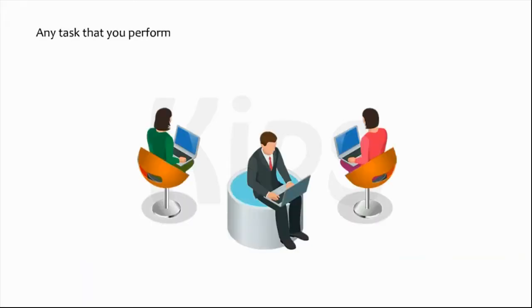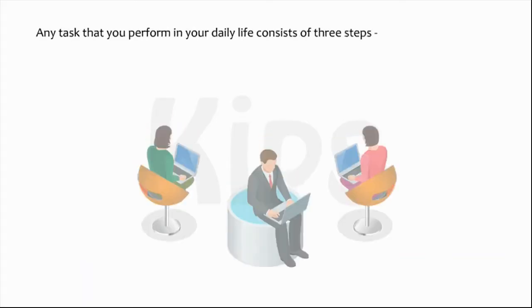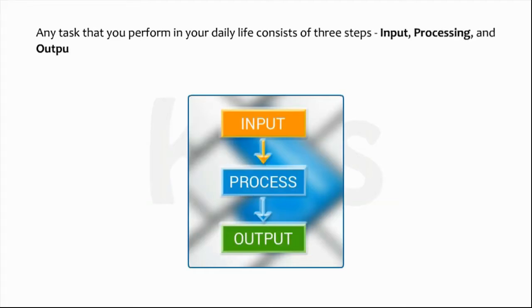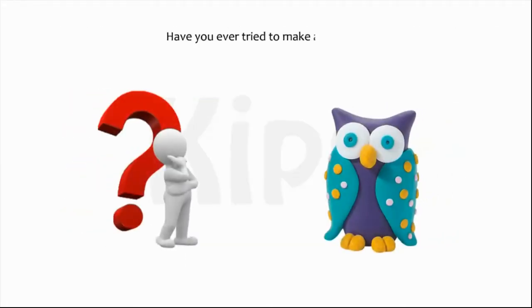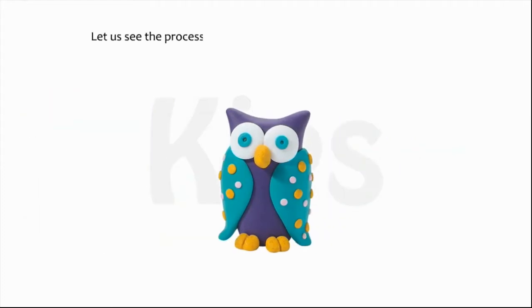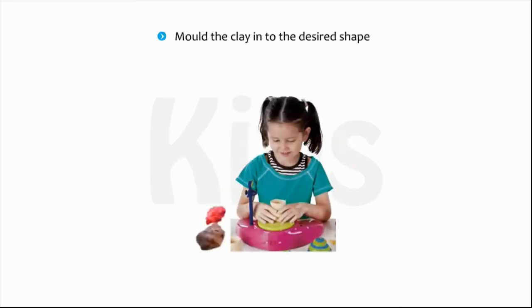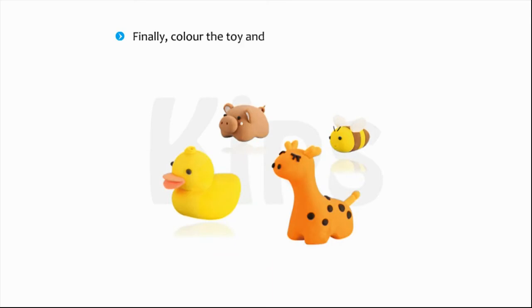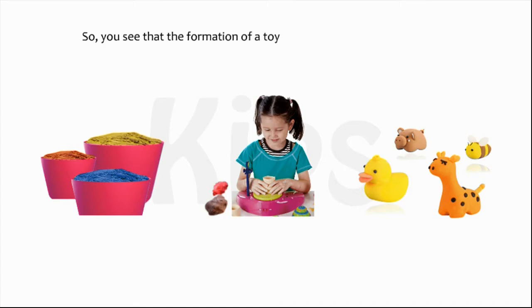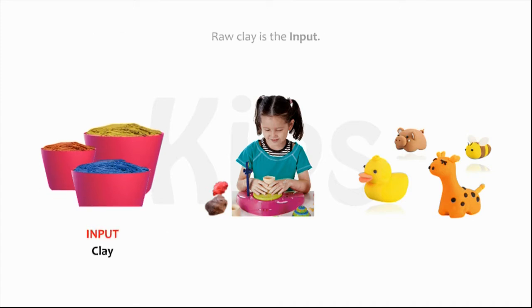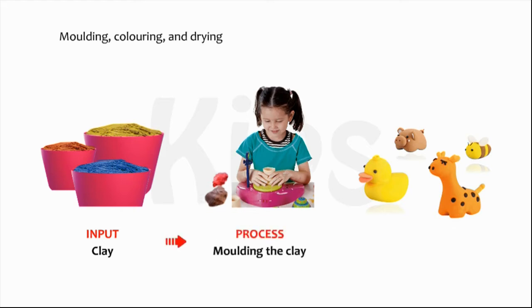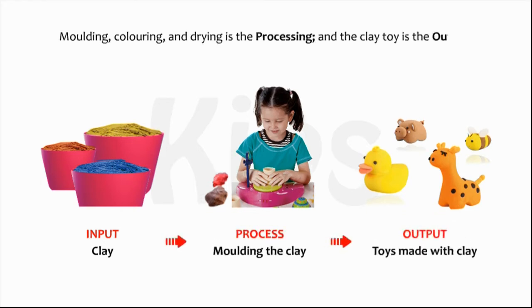Any task that you perform in your daily life consists of 3 steps: input, processing, and output. Have you ever tried to make a clay toy? Let us see the process of creating a toy by following the given steps. Take raw clay. Mold the clay into the desired shape. Finally, color the toy and leave it to dry for some time. So, you see that the formation of a toy is divided into 3 major steps. Raw clay is the input. Molding, coloring, and drying is the processing, and the clay toy is the output.